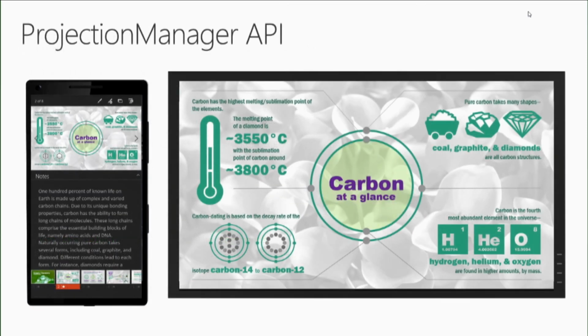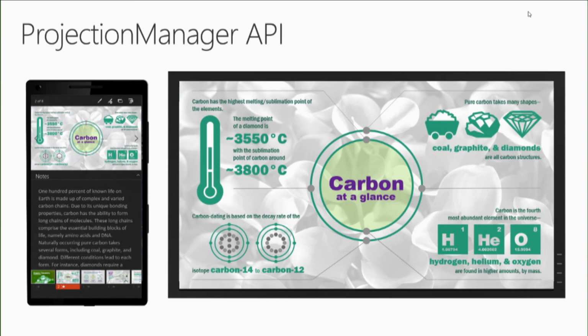Now, the Cast API is great, but it is limited to media elements. So it's good if you actually want to build a video casting app or a music casting app. However, if you actually want to build rich multi-screen experiences and have full control over the view on both your primary screen and the connected screen, we recommend using the Projection Manager API.